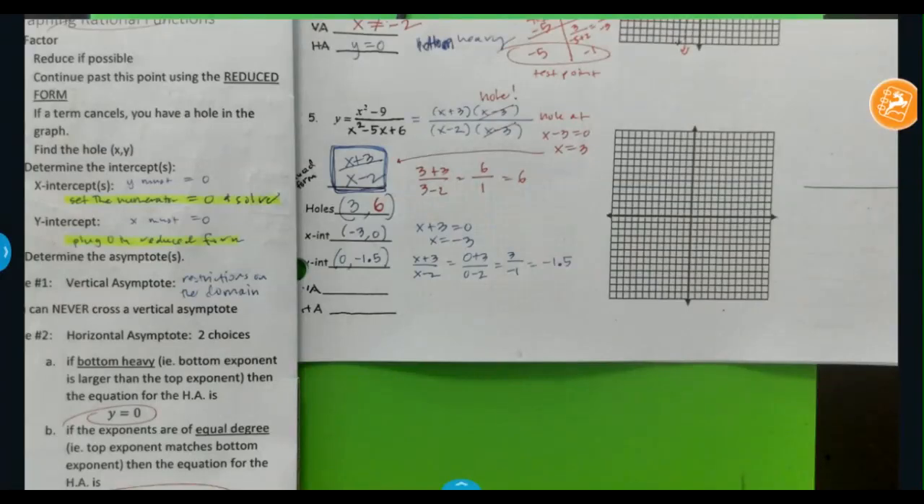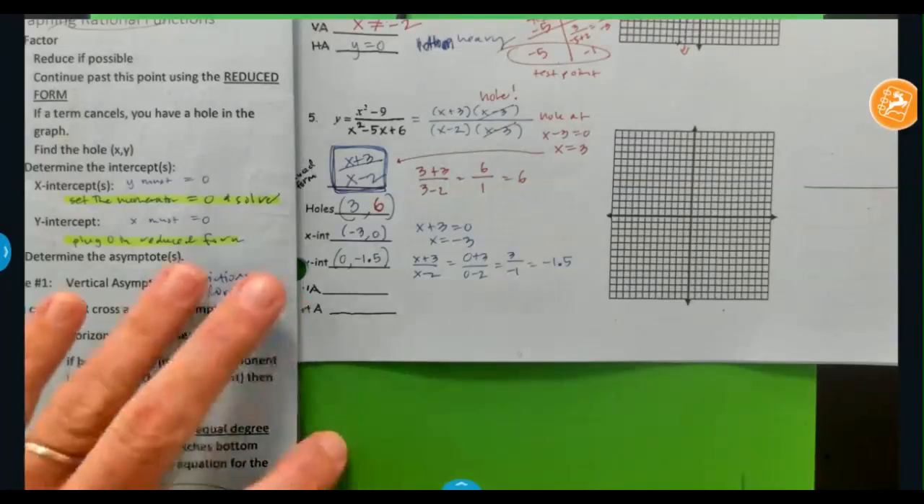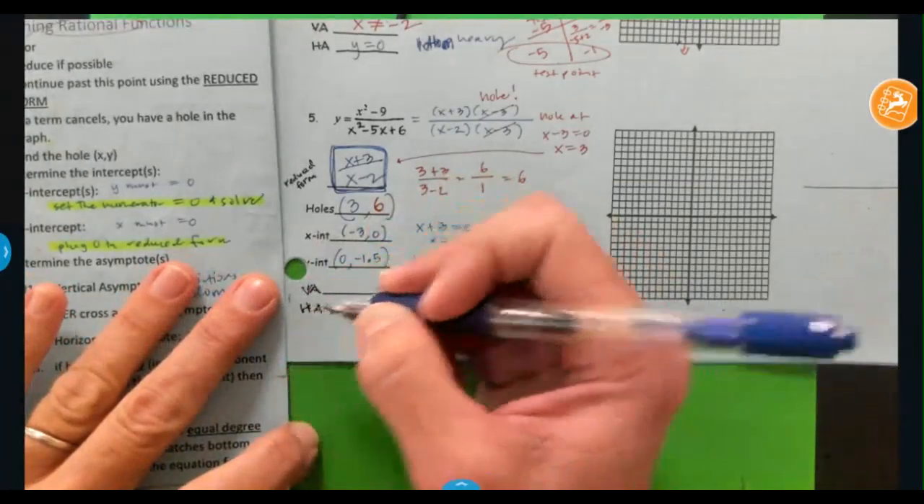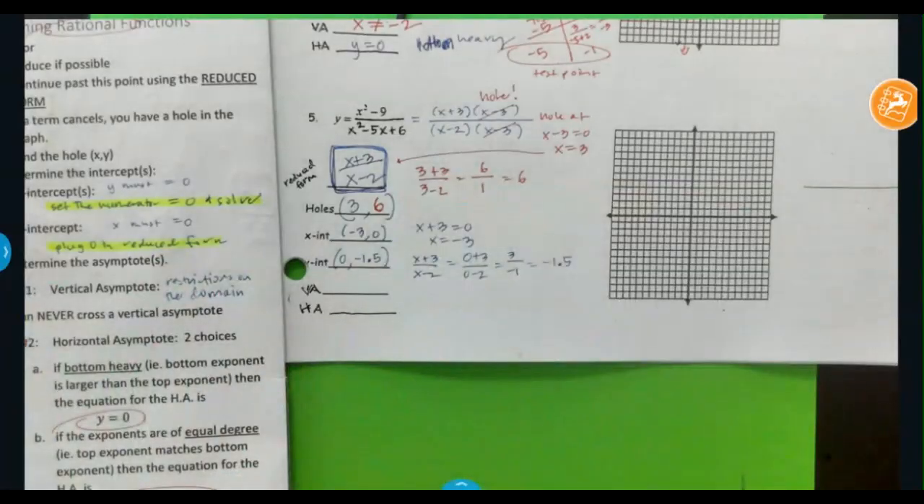All right, my paper got cut off a little bit, but it looks like I had VA right here and then HA down there. We're going to do it in that order. You've got to be careful though, because some worksheets switch it up and put HA and then VA. All right, so vertical asymptotes.